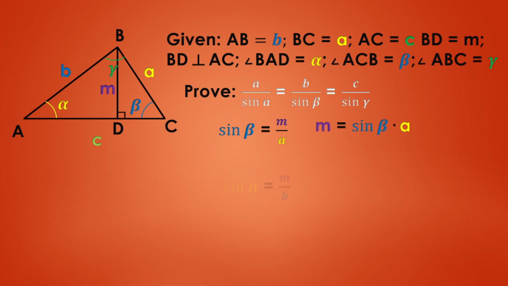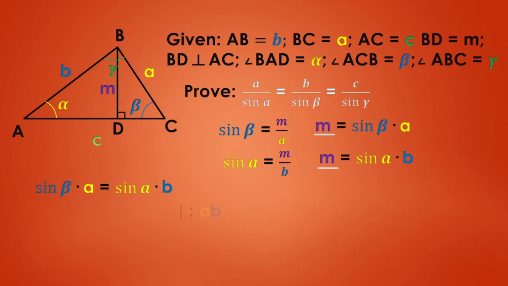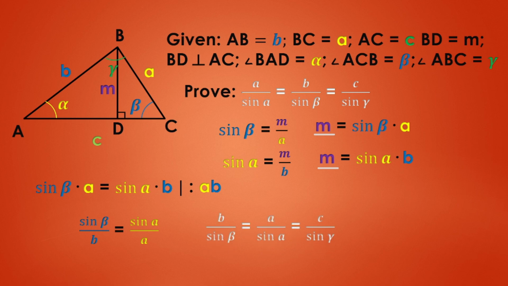In triangle ABD, we find in it the sine of alpha, which is equal to the ratio M over B. Hence M equals B times sine of alpha. We see that both expressions are equal to M. Then we can equate them and divide both expressions by AB. Then we will have that sine beta divided by B equals sine of alpha divided by A. We can swap the numerator and denominator and add another such ratio C divided by sine gamma.